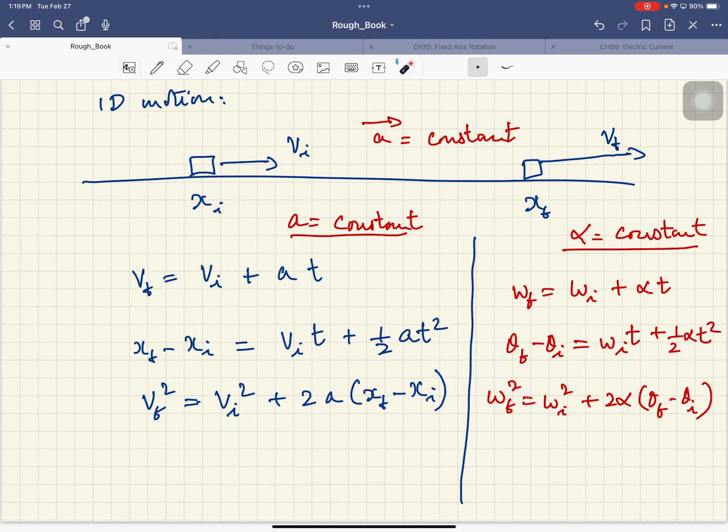We won't derive them, we'll just tell them to you. So when alpha is constant, what is this telling you? It's giving you angular velocity as a function of time. This is giving you angular position as a function of time, or angular displacement if you want. And this is giving you angular velocity as a function of displacement, as a function of angular position if you like. So these work when alpha is constant, so the rate at which the angular velocity is changing is constant.